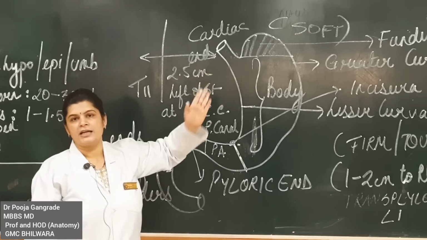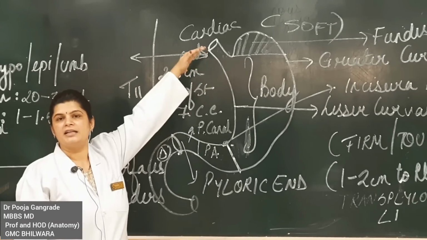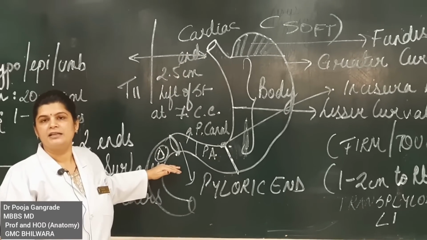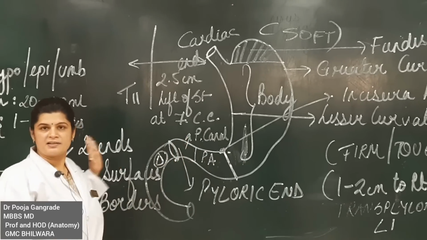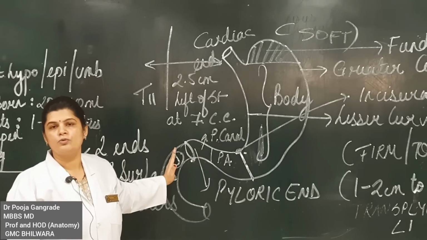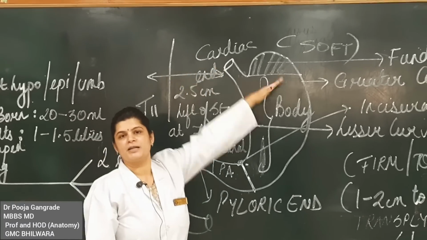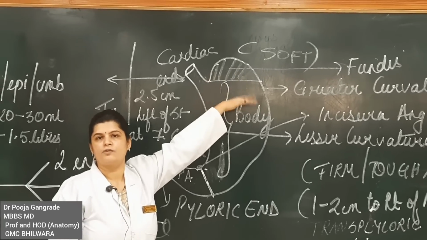Always remember the cardiac end is going to be higher up because it is present at the level of T11, at the level of the 7th costal cartilage. The pylorus is present at the level of L1, the transpyloric plane. It is present towards the right of the midline, around 1 to 2 centimeters to the right of the midline. The cardiac end is present to the left of the midline, 2.5 centimeters to the left of the midline.